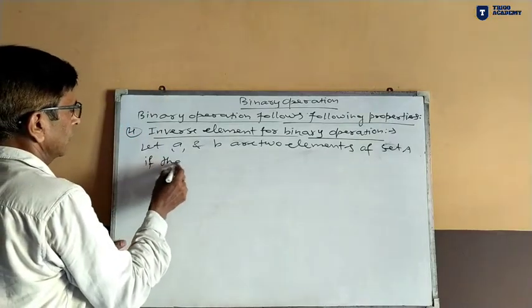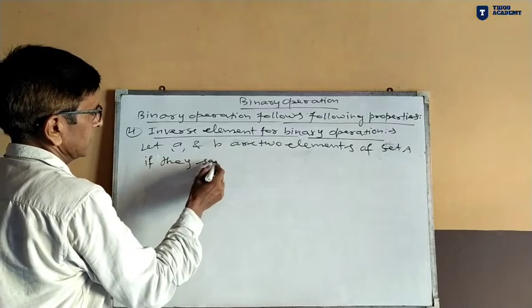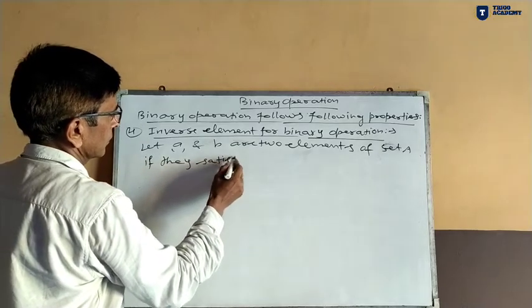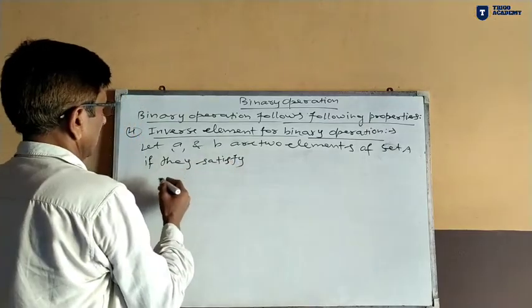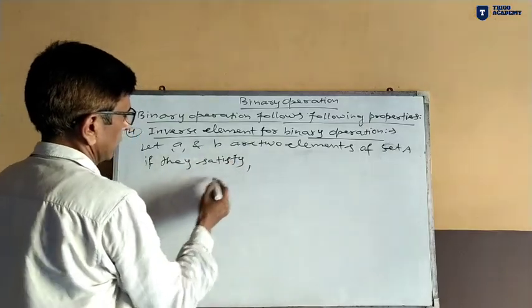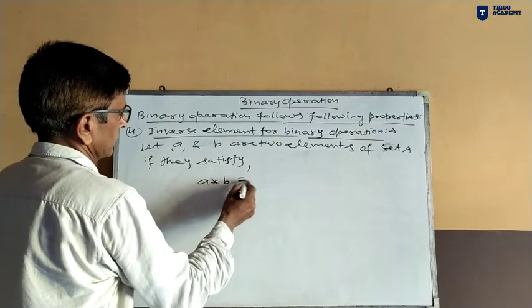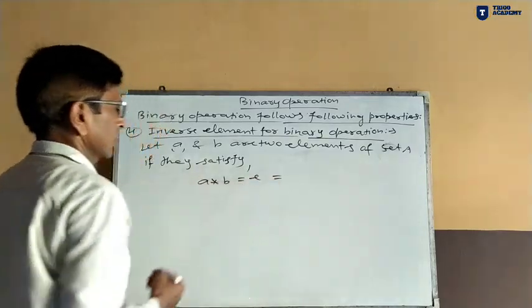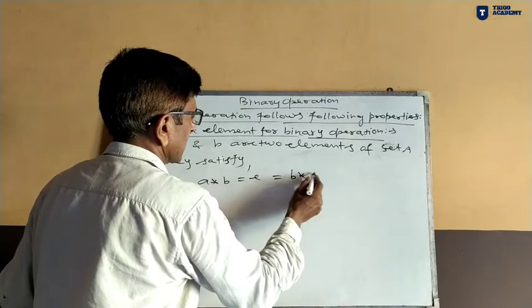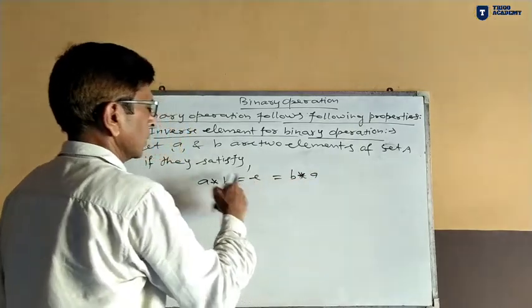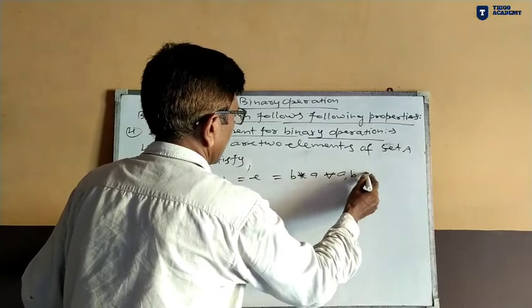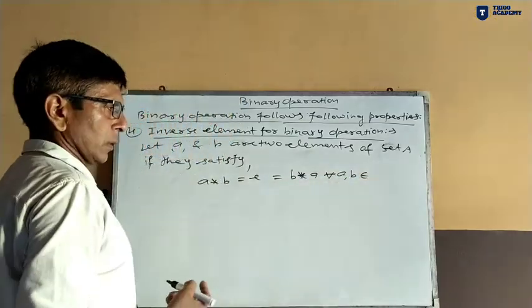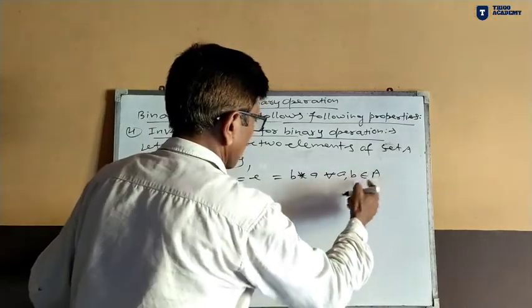If they satisfy A star B equals E, or B star A also equals E, for all A, B, both elements belonging to A.